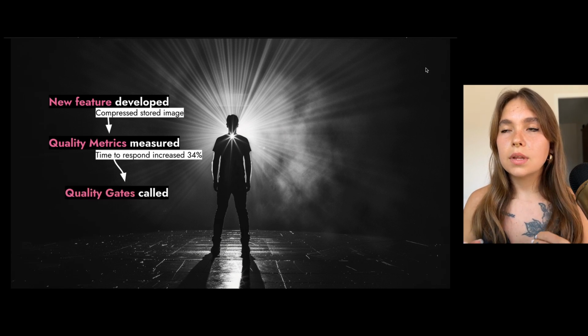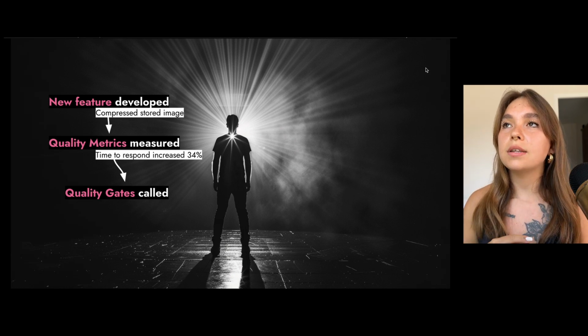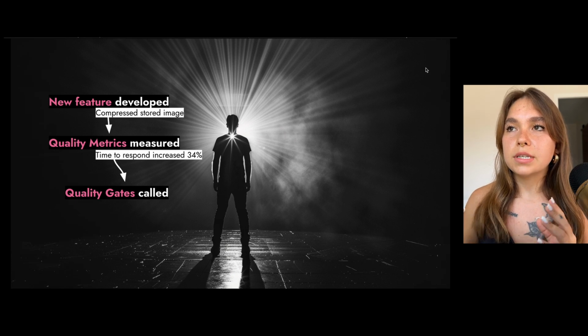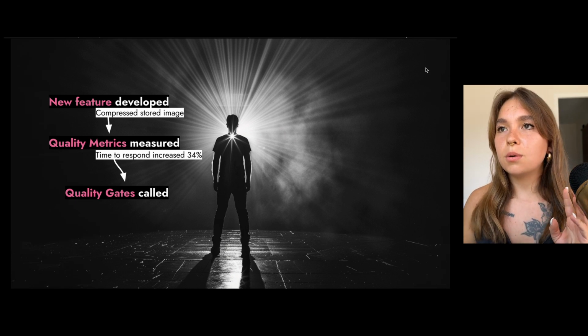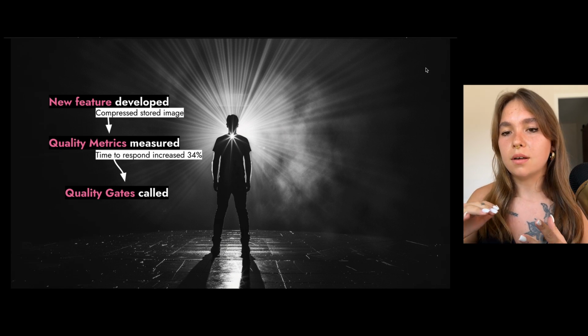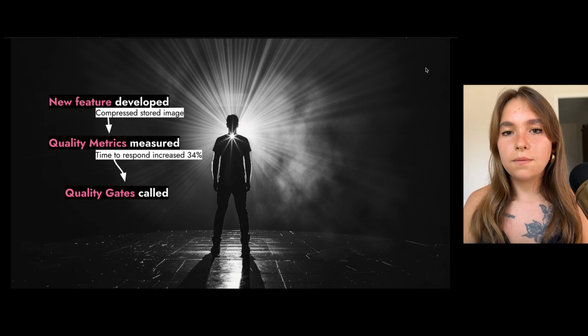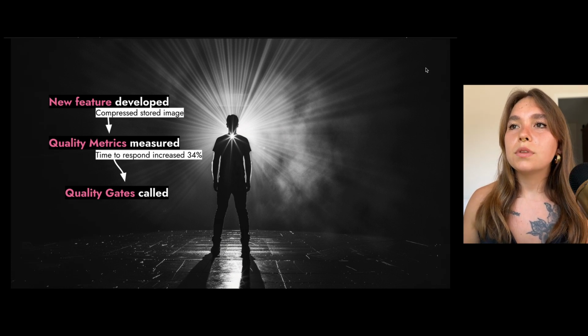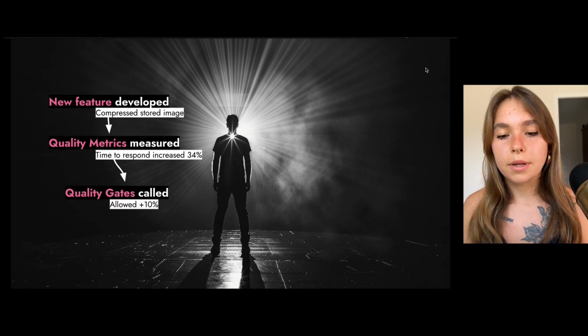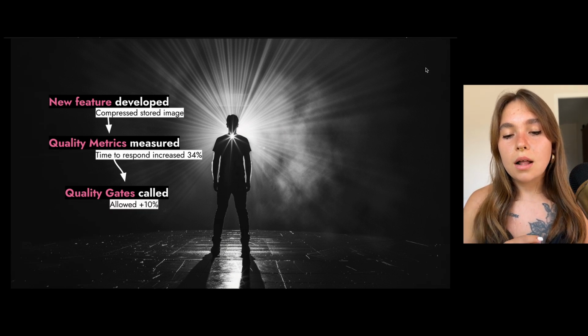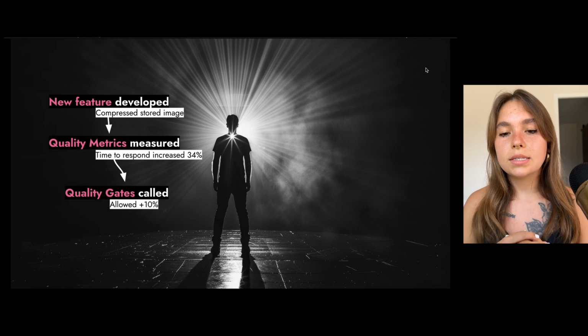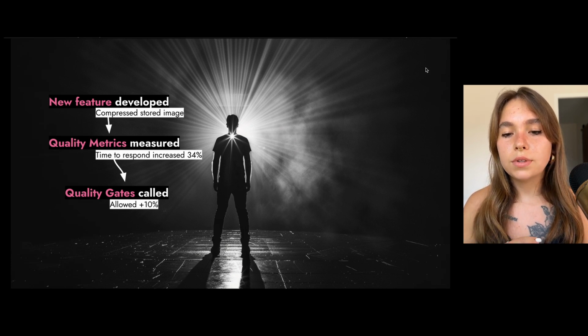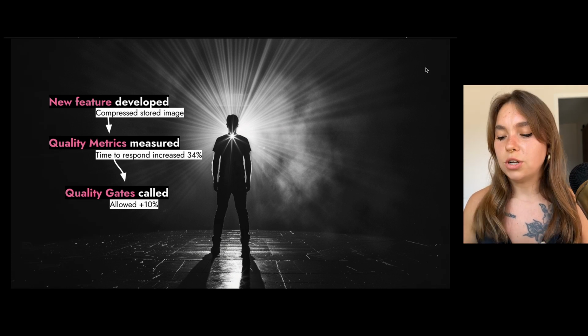After that, we can call our quality gates. Quality gates are gates that can say, for example, this metric has to be on this level, and if this metric doesn't meet this requirement, then in this case we don't allow you to go further in our pipeline. So for example, we allow in our quality gates only plus 10% of time to respond increase. So actually, yes, this looks like too much for us.